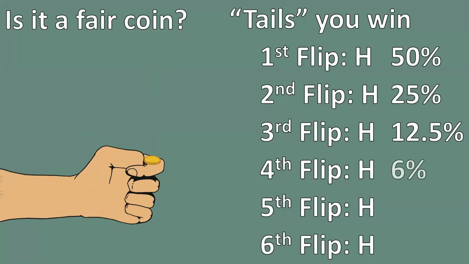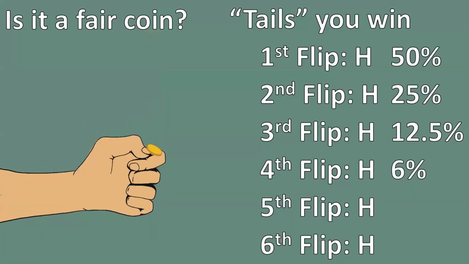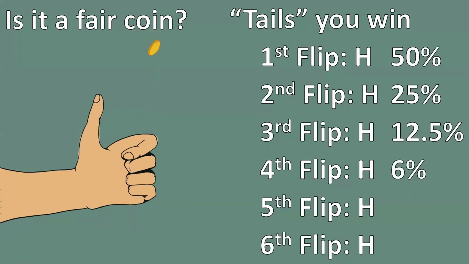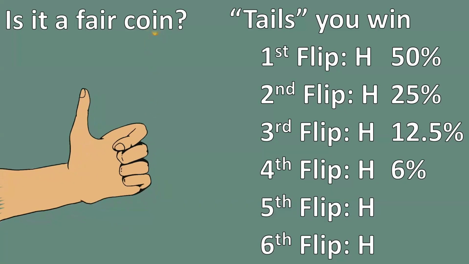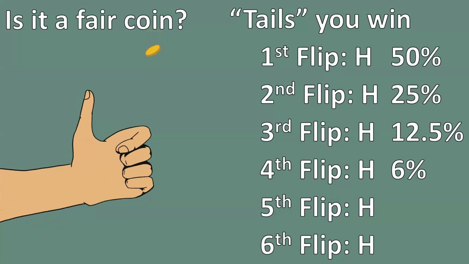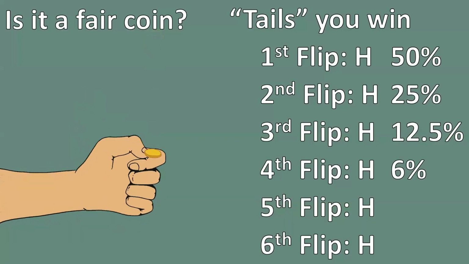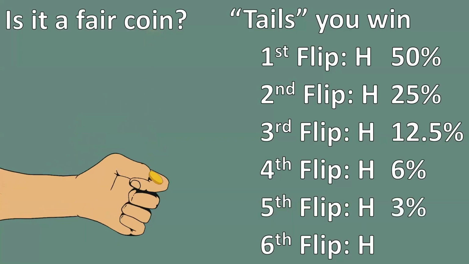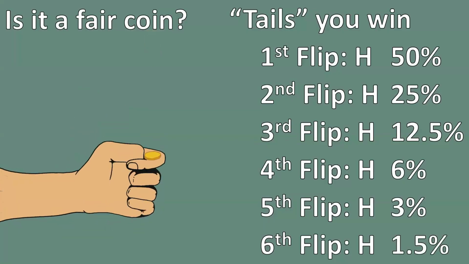And then around the 4th flip, this is when the first large group of you said, no, that's too many in a row. At this point, I would call them out. And that's when the chance of getting 4 heads in a row on a fair coin is only 6%. On the 5th flip, it goes down to 3%. And on the 6th flip, it's about 1.5%.